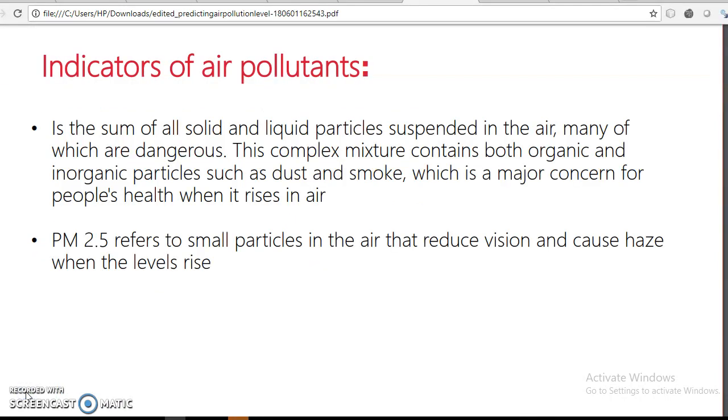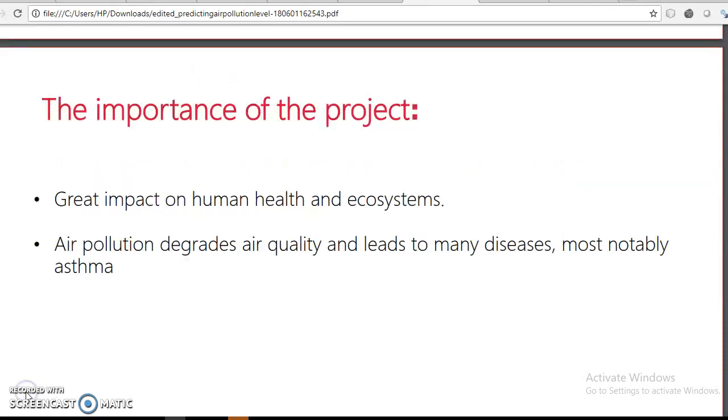PM 2.5 refers to the small particles in the air that reduce vision and can cause headache when the levels rise. So these are the major indicators of the air pollutants, which indicate that we are not in an eco-friendly atmosphere basically. Now come to the importance of the project. The importance of the project is basically the great impact on human health and ecosystems. How eco-friendly is the atmosphere? Air pollution degrades air quality and can lead to many diseases, most notably asthma. Many people suffer severe asthma attacks.